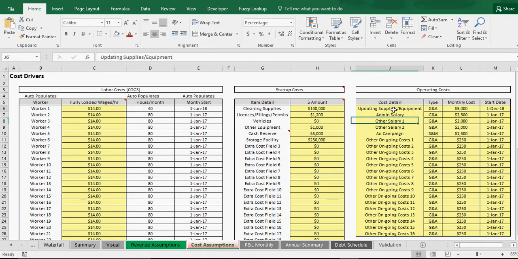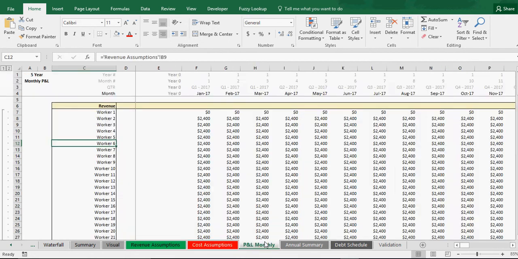Now you've got operating costs. So if you've got administrative salaries, ad campaigns, marketing, anything where you're spending money on a monthly basis, you can choose the start date that this cost starts, and the type, which could be general administrative, selling and marketing, research and development, or cost of goods sold, just for your own purposes of displaying what each cost is. And then you've got your actual dollar amount of the monthly cost you put in here. So this is where you're building your business case. Now that you've accounted for all the revenue and all the expenses, all the financing, all the investors' contributions, you can now look at a P&L on a monthly basis.